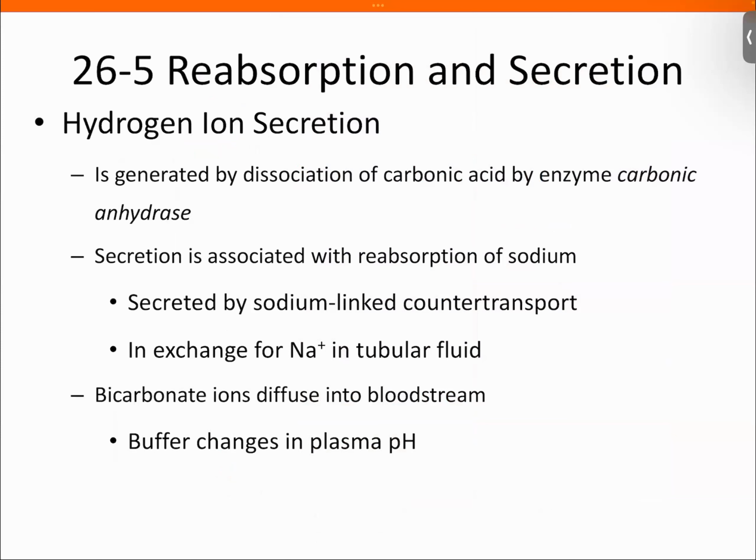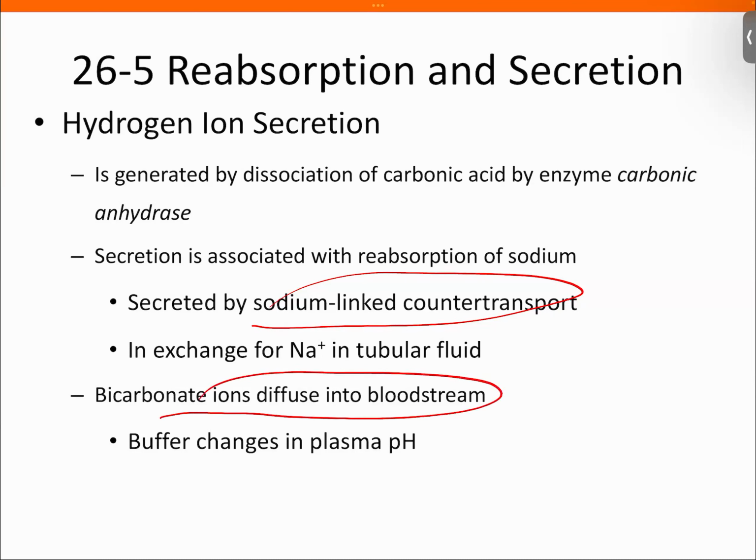So that's basically what we said here, right? Hydrogen ion is part of that dissociation of carbonic acid by carbonic anhydrase. Ultimately, this hydrogen ion is going to be secreted with sodium powering it. So this is a counter transport: sodium is going to come in, hydrogen ion is going to go back out. And then the bicarbonate will diffuse into the bloodstream to get rid of that negative charge lingering over, so you have a balance of charge.